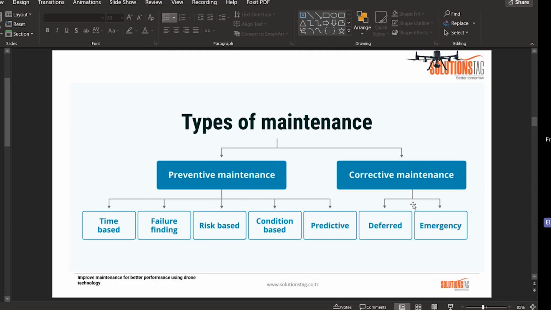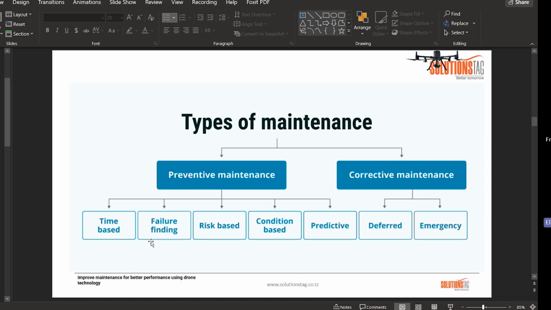In each of these, there are specific types also. For preventive maintenance, we have time-based, failure finding, risk-based, condition-based, and predictive. In time-based, for example, maybe after every one month you have to maintain a particular instrument. It can be a pump, a motor, or a separator.